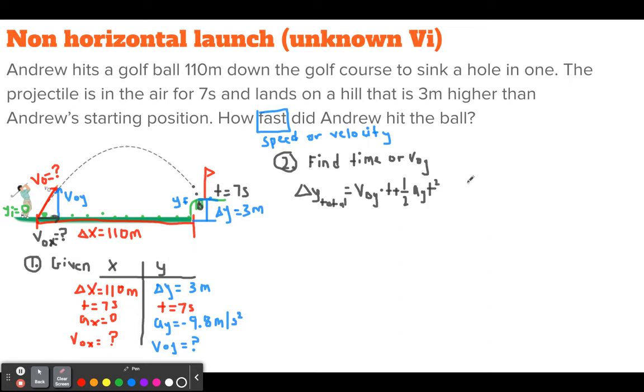And we're going to plug in what we know. This time, however, delta y total is not 0, it's 3. So this whole thing is going to be equal to 3 meters. Initial velocity in the y direction, we don't know what that is. That's what we're looking for. So we're going to leave that as a variable. We know that time is 7 seconds, so we can plug right in for that. And acceleration is negative 9.8 meters per second squared.